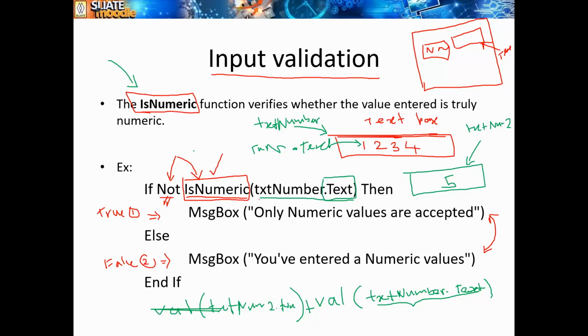Right, so don't misunderstand these two things. There are two separate things. The function is isNumeric, so you are going to check whether it is a numeric value or not. And if you add this not part before that, that means you are going to check whether it is not a number. Right, so based on the question, the message box that you have to give will be different.